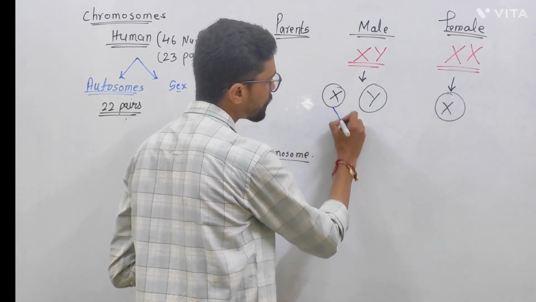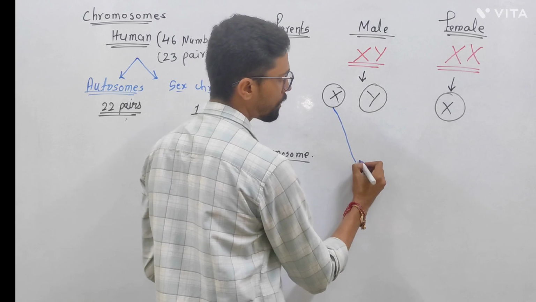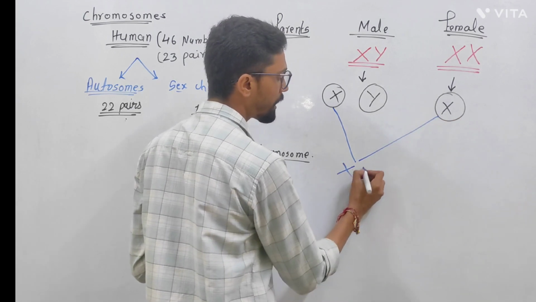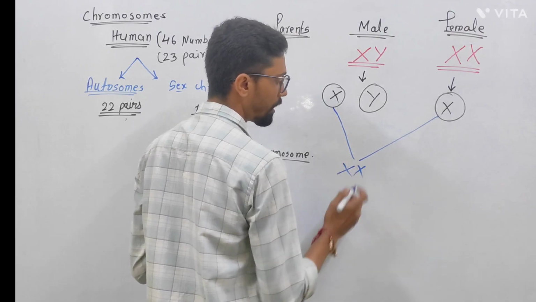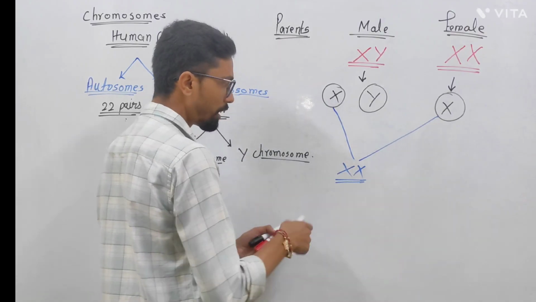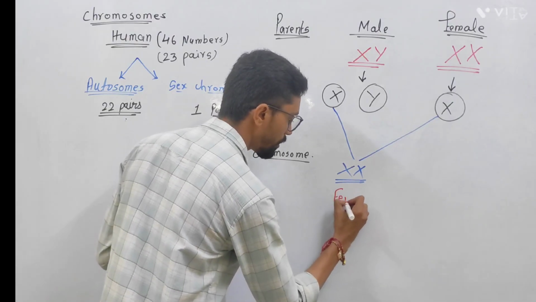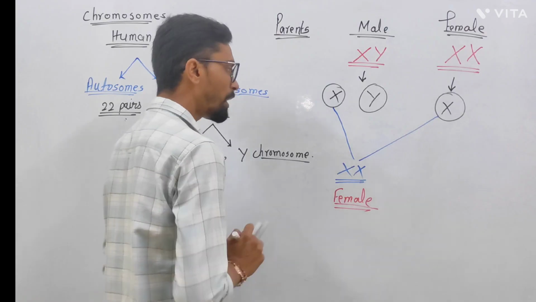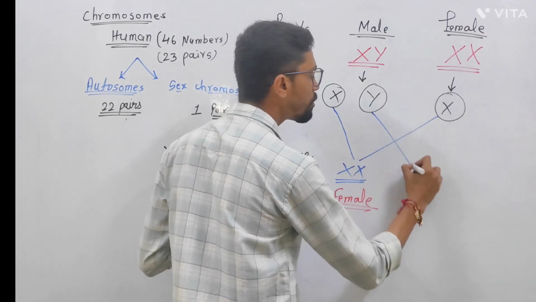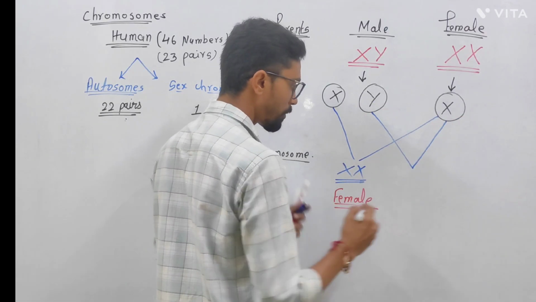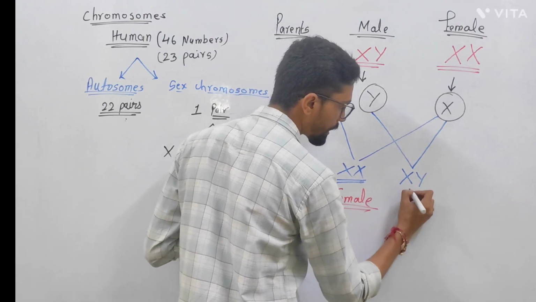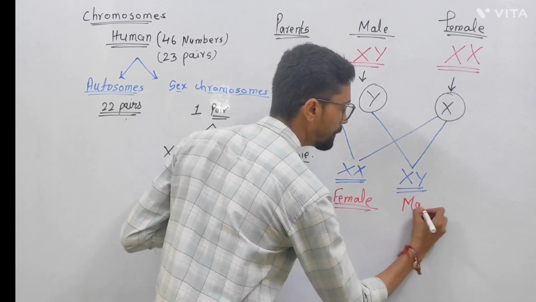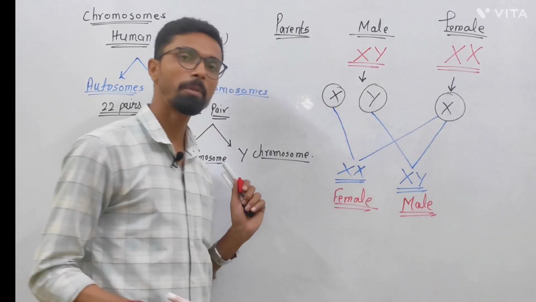Let's assume that a male gives an X chromosome and the female also gives an X chromosome. It becomes XX, and that is considered a female. But if the Y chromosome comes from the male and X comes from the female, it becomes XY, and that becomes male.